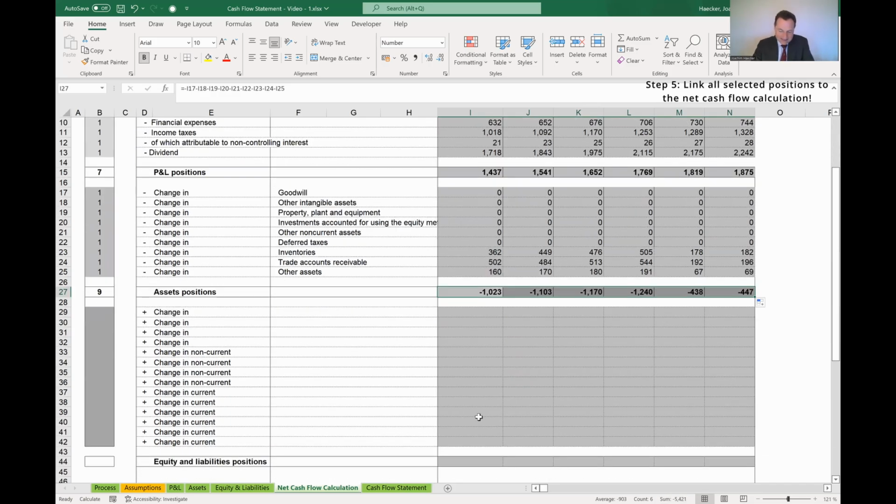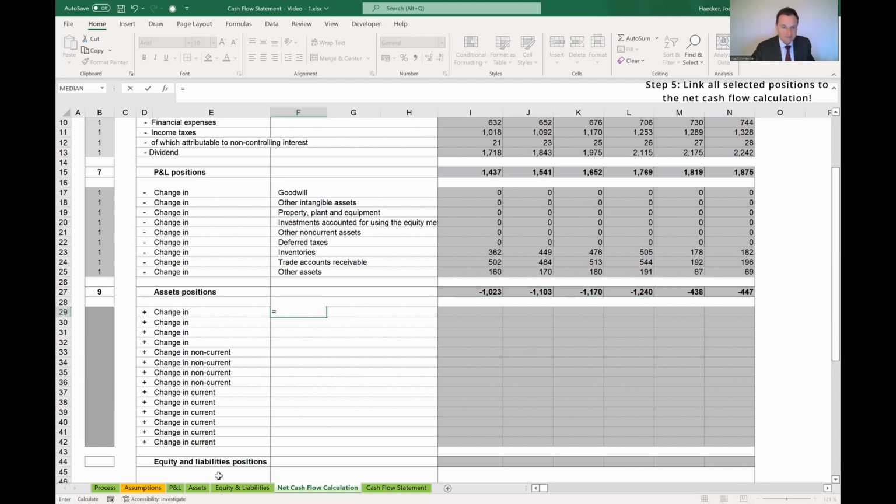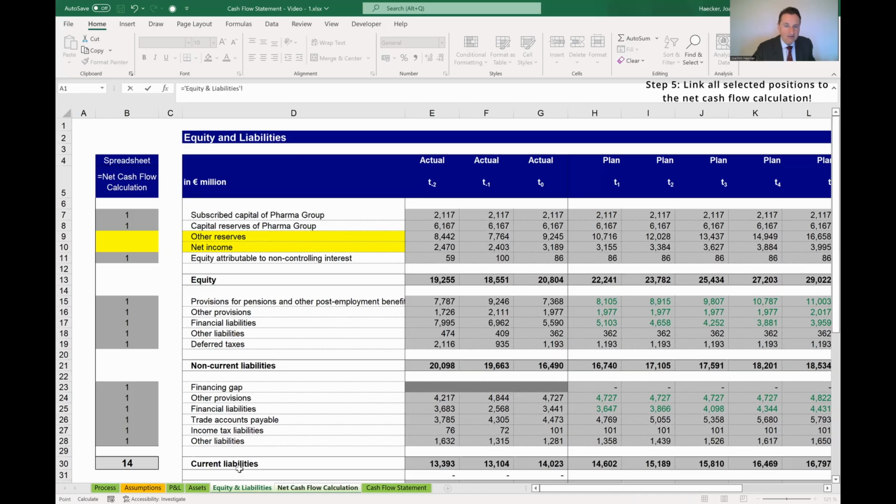Now everything needs to be added. What am I taking? I'm taking the change in subscribed capital.